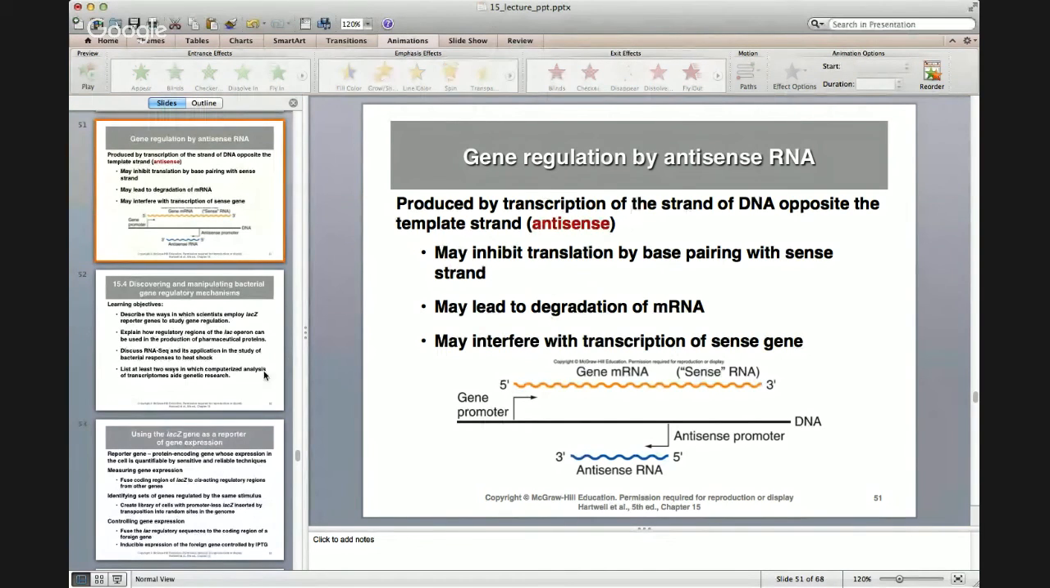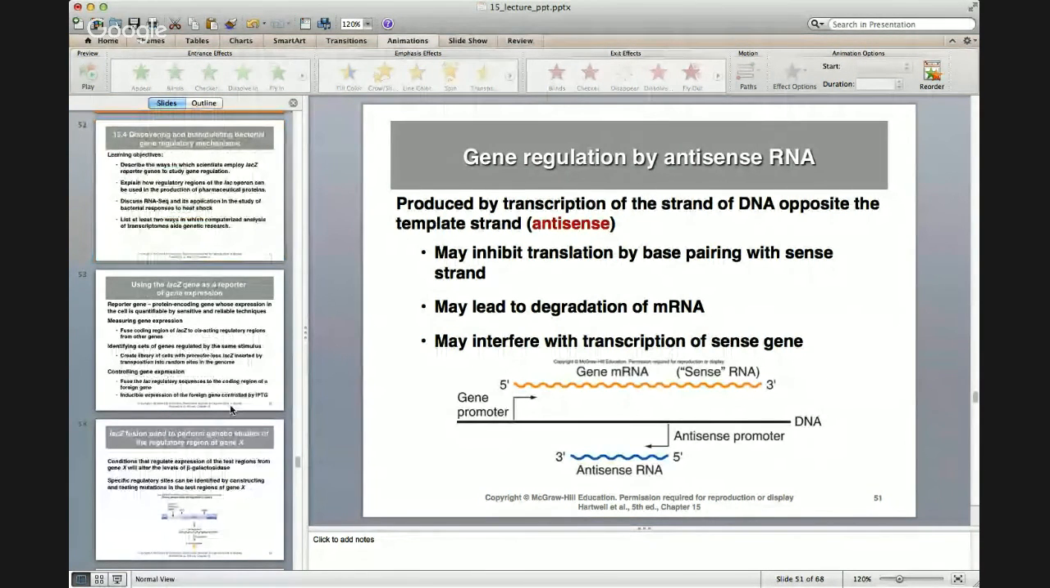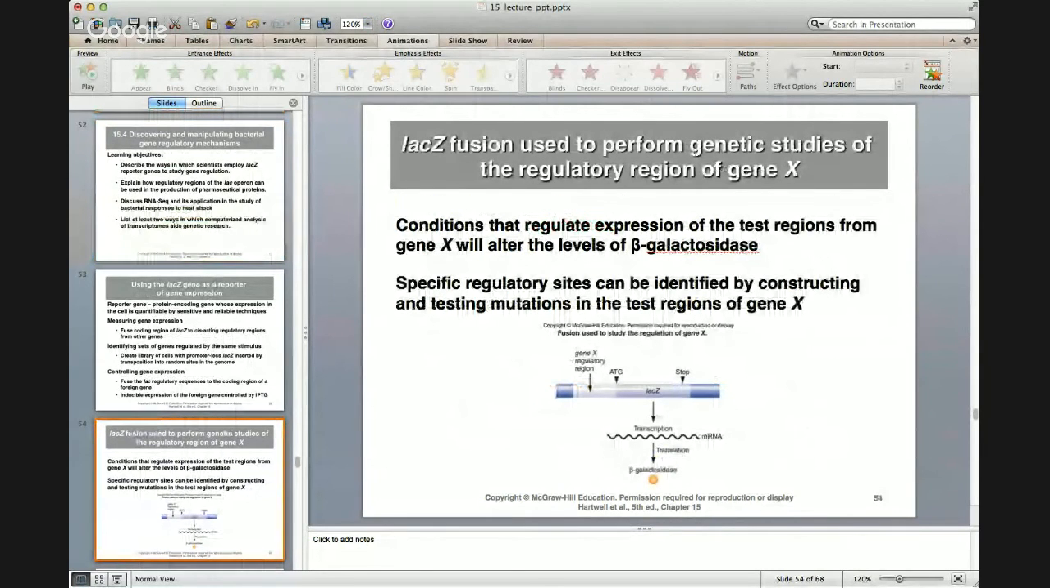All right. So the lacZ gene, we know lacZ encodes beta-galactosidase, and the lacZ gene could be used to perform genetic studies of the regulatory region of any gene. So let's say you wanted to know how the insulin gene is regulated, the gene that produces insulin. Or the gene for growth hormone, how is that regulated? What are the factors that regulate a gene?